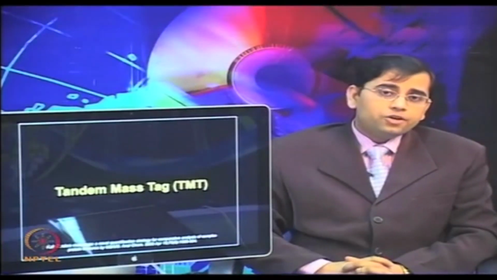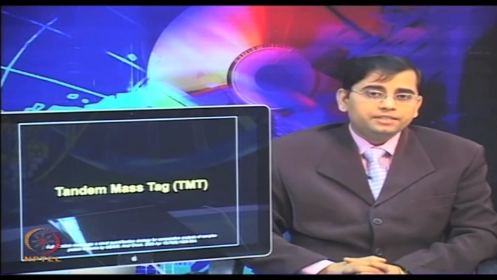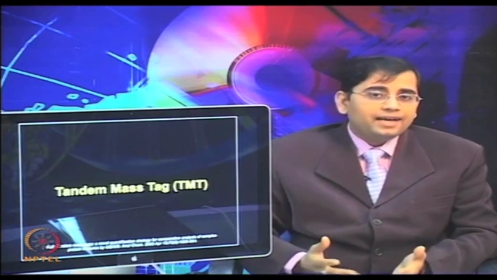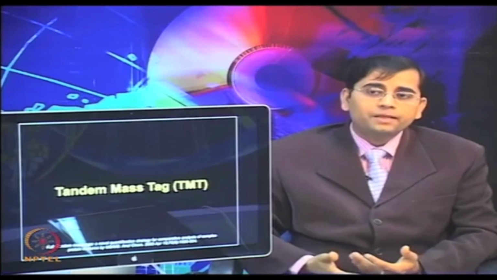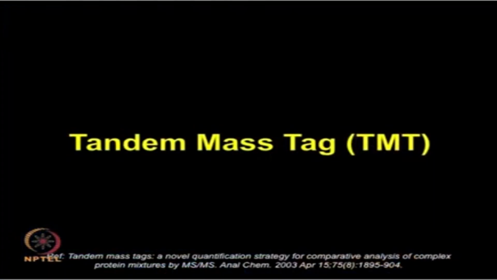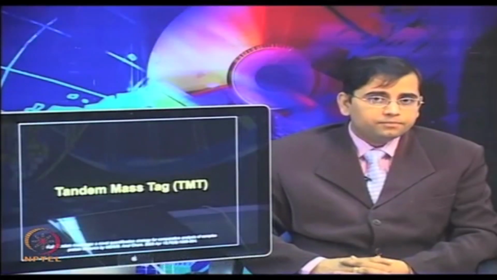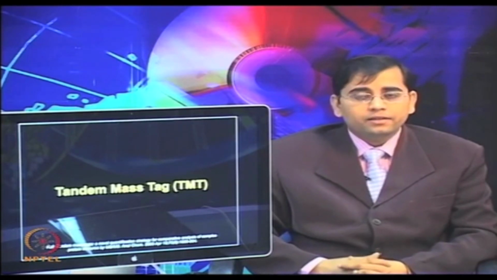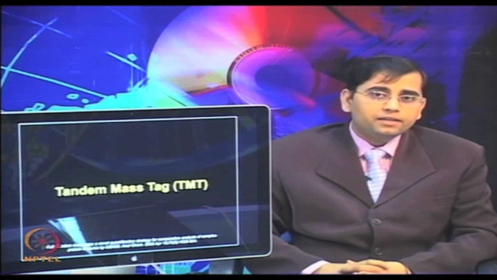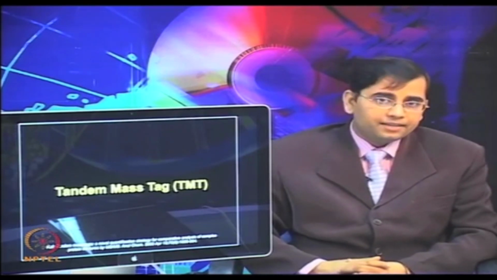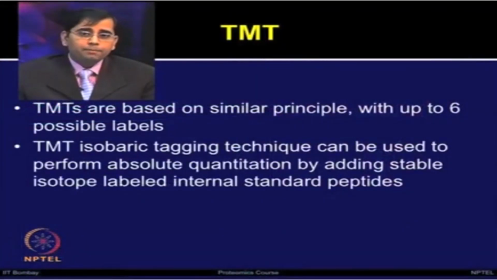Okay, so now let us talk about tandem mass tag or TMT. This method is similar to the iTRAQ which we just discussed. TMT is also an MS/MS based quantitative technique which uses isotopomer labels referred to as tandem mass tags. It also provides accurate quantification of peptides and proteins. The tandem mass tags have been developed by Proteome Sciences and are currently commercialized by Thermo Fisher. I have given you the reference for the original study on tandem mass tag in the slide. These tandem mass tags are based on a similar principle to iTRAQ. Here the possibility for multiplexing is up to 6 possible labels.